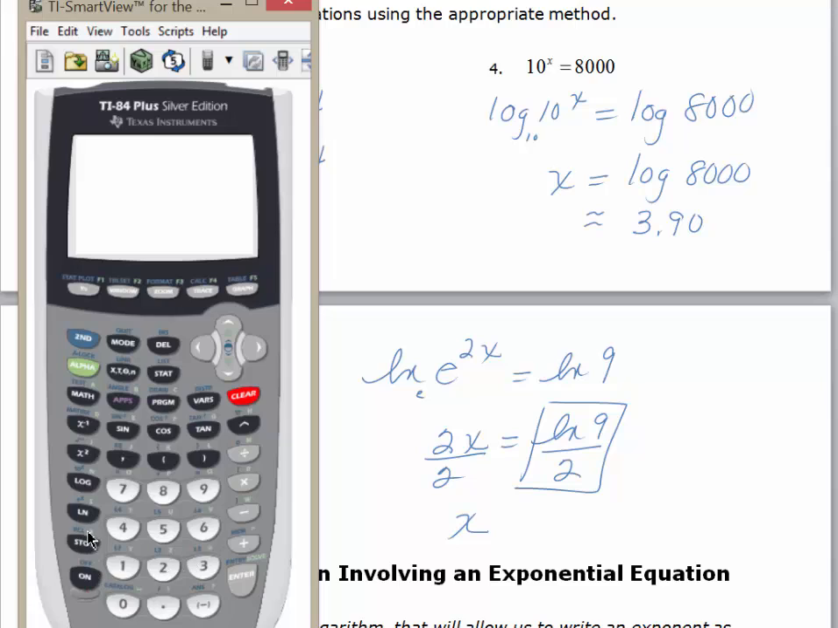We'll take the natural log of 9, close parentheses, divided by 2, hit enter. And the answer, if we round to the nearest hundredth, is approximately 1.10.